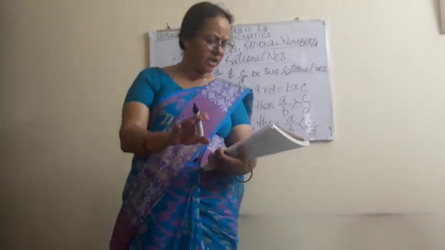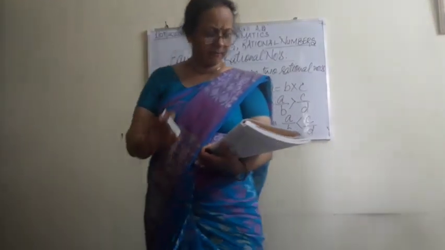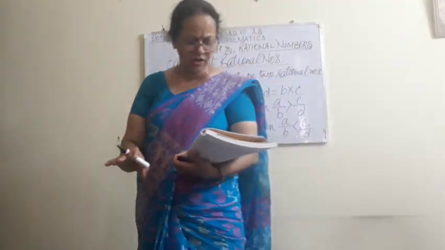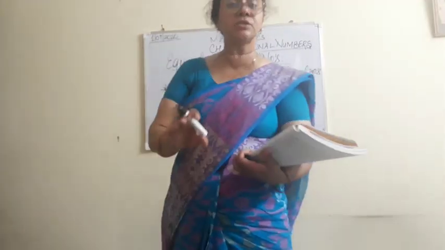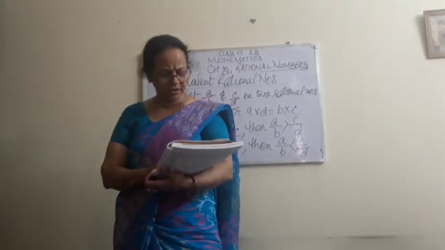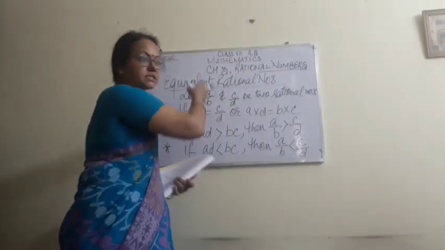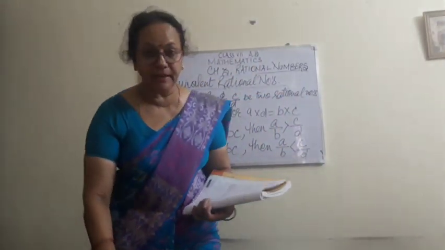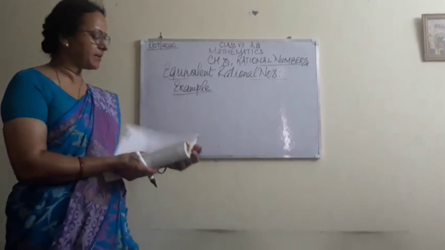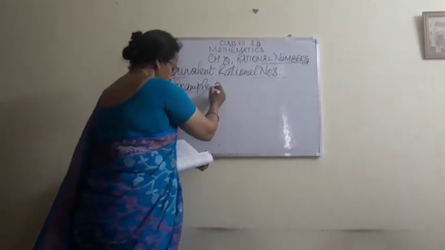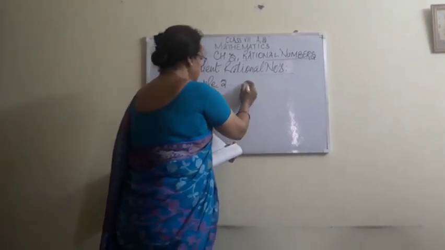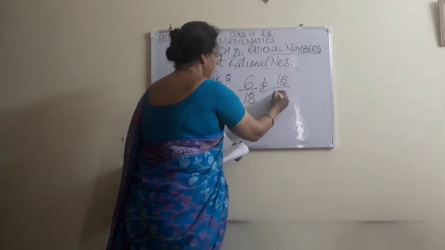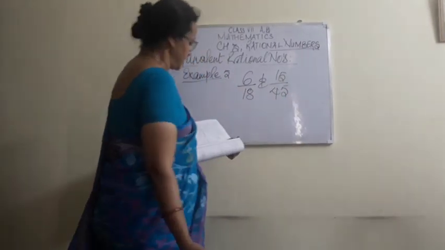Then equivalent rational numbers are obtained by multiplying the numerator and the denominator of the given rational number by the same non-zero integer. It is also written on page number 25 after these three conditions. Okay students, so I am going to take an example. Now example number 5 of your book. This is our rational numbers 6 by 18 and 15 by 45. Are they equivalent? Let's check.